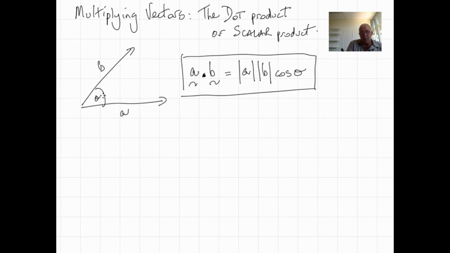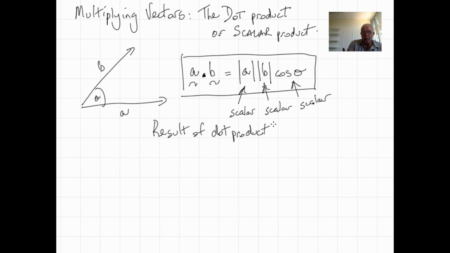Now, because this is a scalar, and that's a scalar, and that is a scalar, when you multiply three scalars together, the result of the dot product is a scalar. So we don't get a vector when we do the dot product of two vectors.